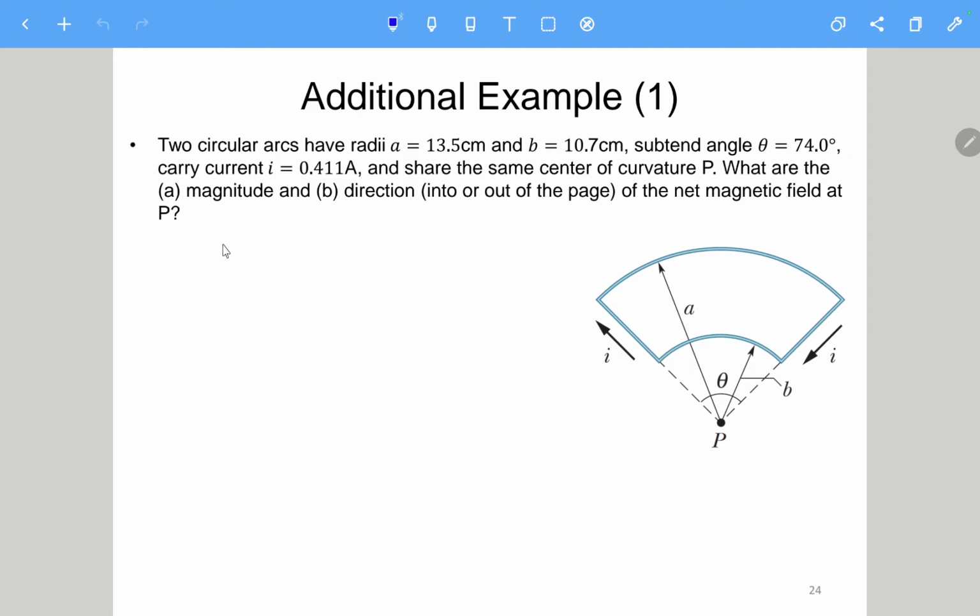Okay, so we consider the B field at this point. We can quickly verify that for this segment and this one, there will be no B field at point P, because this line actually extends to this point, so it won't generate any B field there. So the only two segments that generate B field at point P are this one and this one. And the current I is going in this direction.